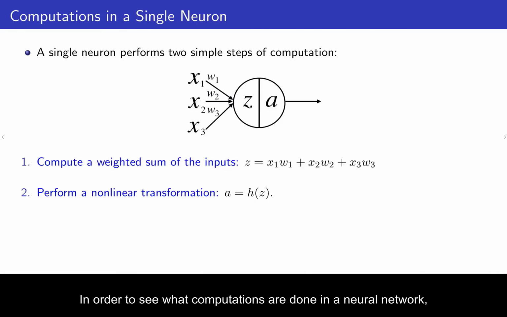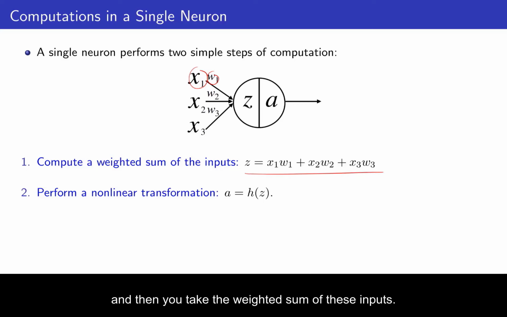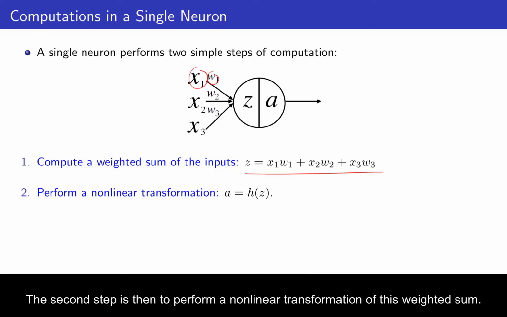So in order to see what computations are done in a neural network, let's first look at the computations that happen in a single neuron. And there are actually 2 simple steps of computation. The first one is to take the activations from the previous layer. Each of them is multiplied by a corresponding weight. And then you take the weighted sum of these inputs. The second step is then to perform a nonlinear transformation of this weighted sum.